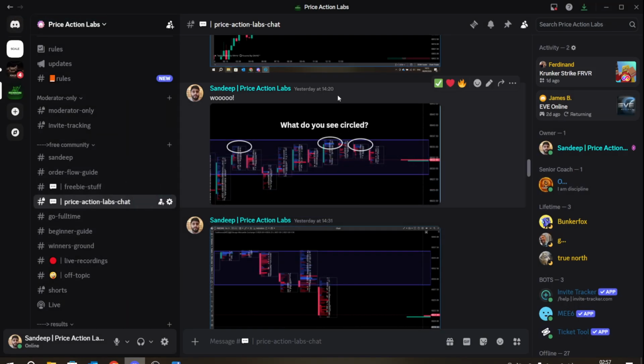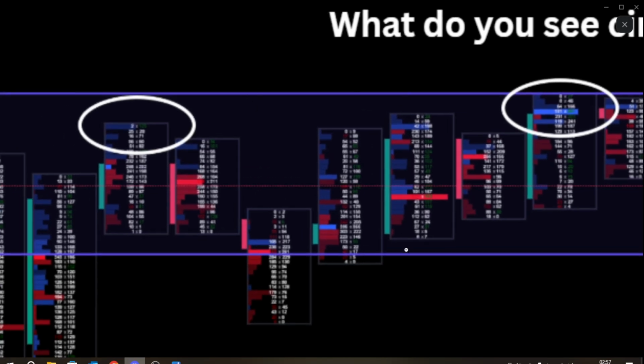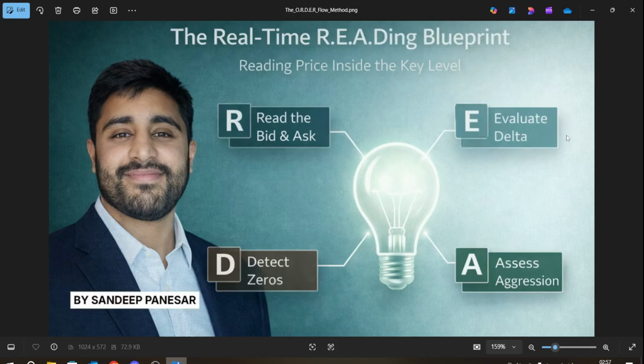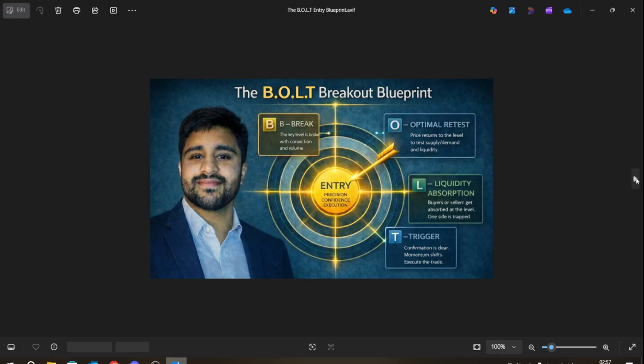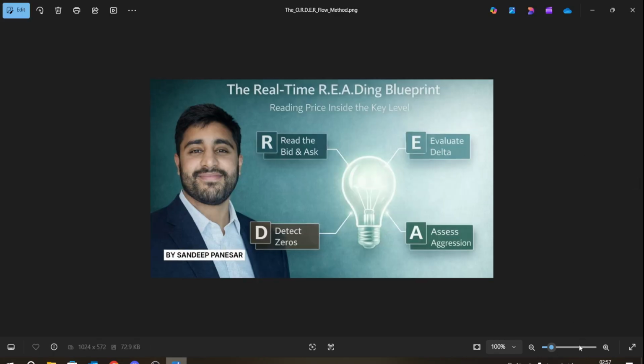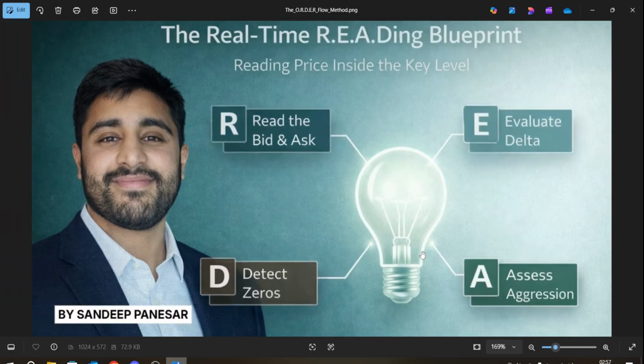And so this screenshot was taken pre-market, at 14:20, or 9:20 Eastern time. So before 9:30 Eastern, you see price in this level. So we've started with positioning. Now we've moved on to the second P over here, price. How do we read price? So reading price specifically comes down to the real-time reading blueprint.